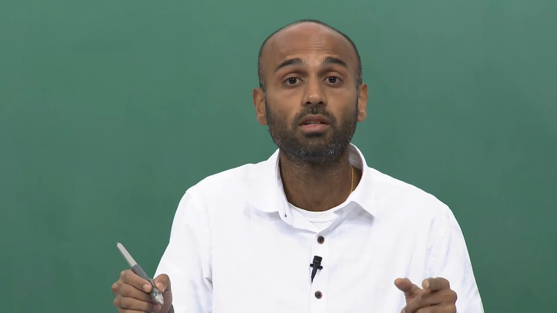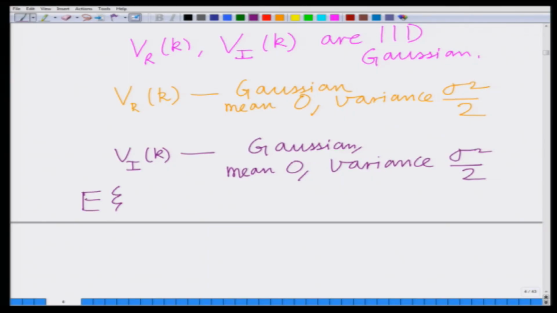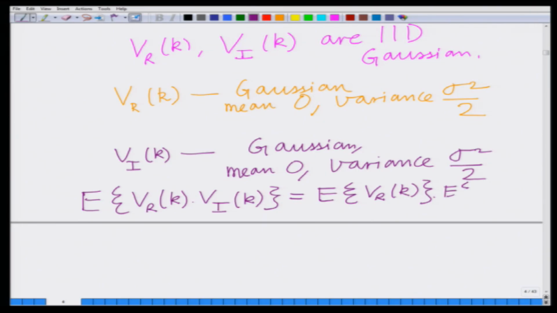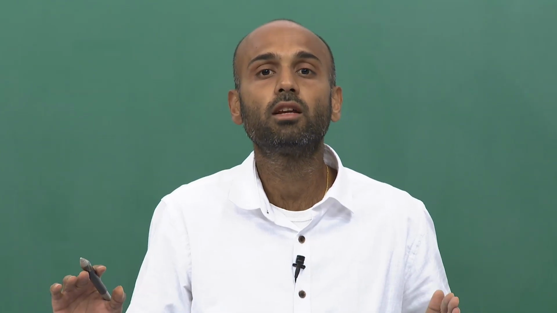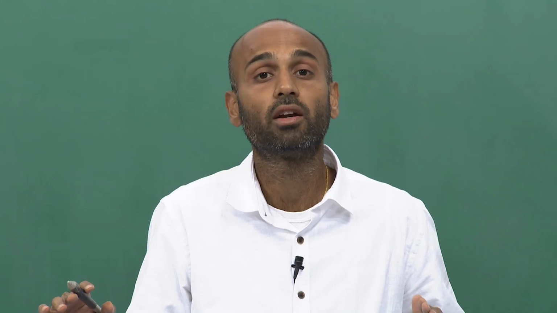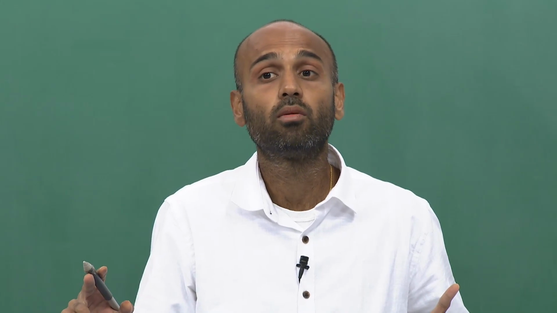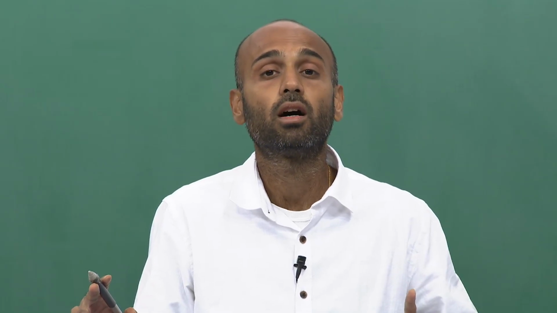This is Gaussian because independence means uncorrelated, which means expected value of VRK times VIK equals expected value of VRK times expected value of VIK. Now, both of these are 0, which means expected value of VRK times VIK is equal to 0. So, these two components, the real part and the imaginary part, are identical, that is both are mean 0, variance sigma square by 2, and further they are independent, which means the expected value of the real part times the imaginary part is equal to 0.